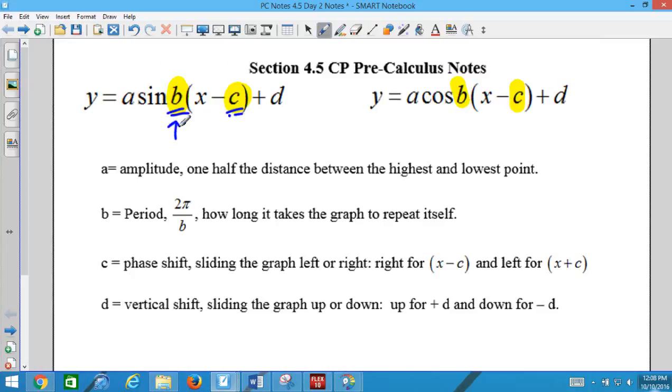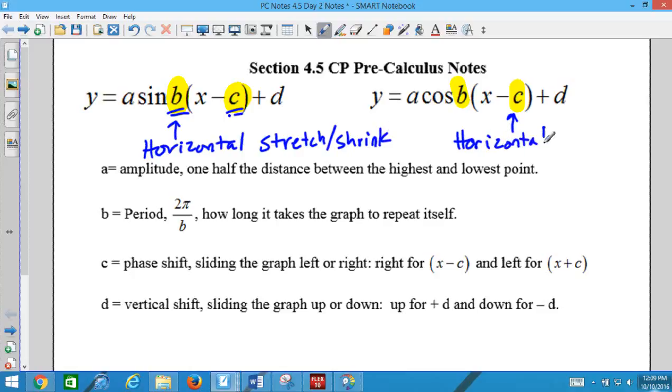Just any, B and C both are horizontal. B is a horizontal stretch or shrink, and then C is a horizontal translation, which is right or left.